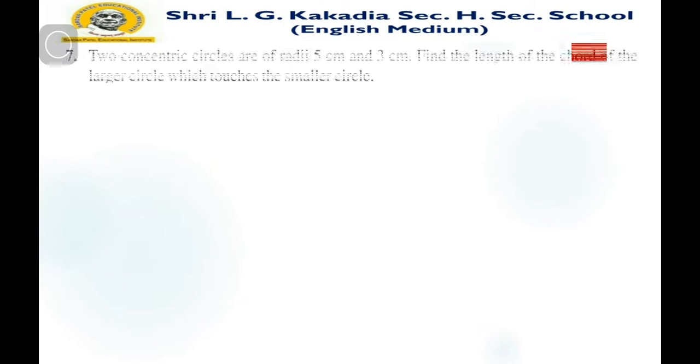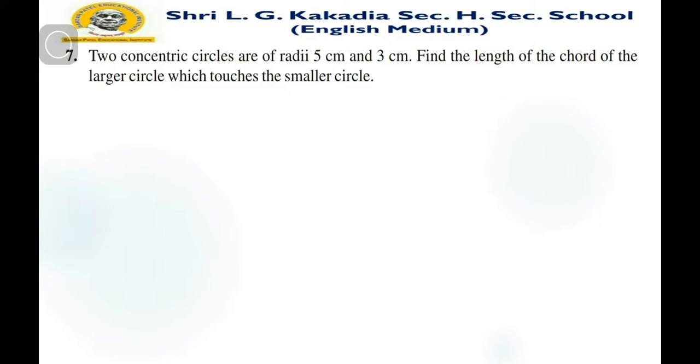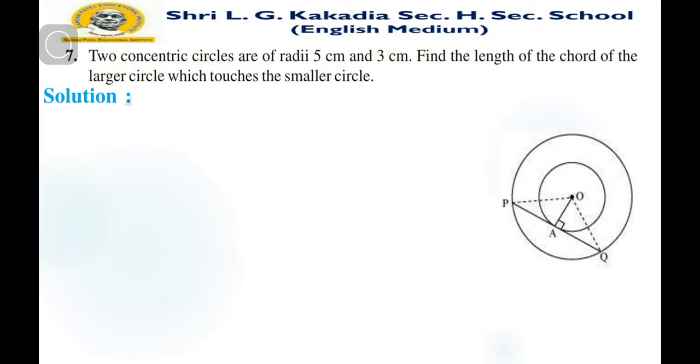Question number 7. Two concentric circles of radius 5 cm and 3 cm. Find the length of the chord of the larger circle which touches the smaller circle. As you can see in the figure, here are given two concentric circles. As you can see, one has radius 3 cm and one has radius 5 cm.